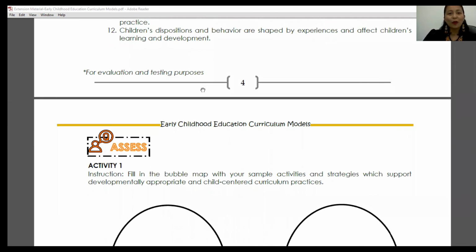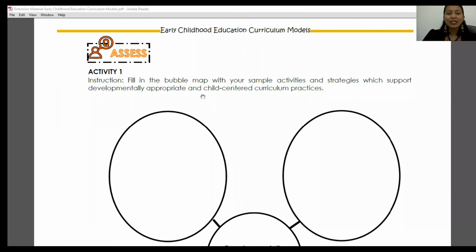Okay, that's it for our discussion, and let's proceed to assess. This part is your opportunity to show what you have understood from the lesson, and the assess part targets the 3 specific learning outcomes that I have presented earlier.